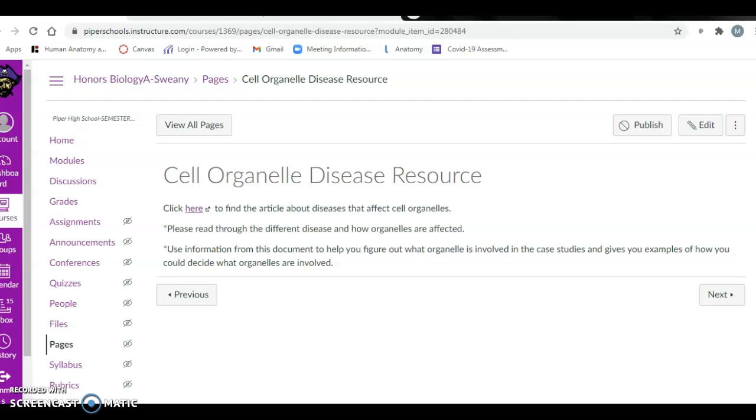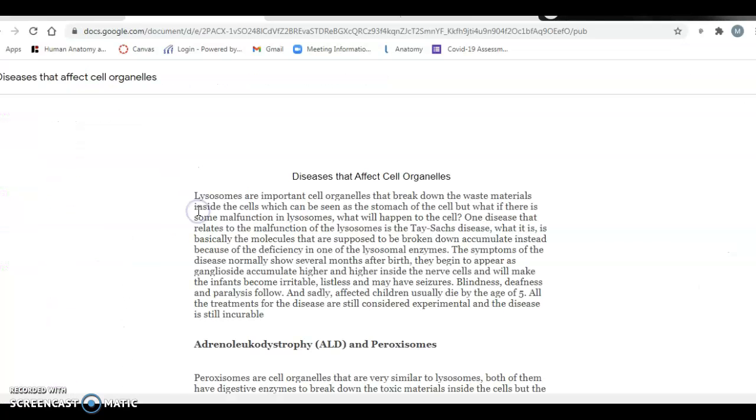Today your assignment is going to be to read over some case studies and identify which organelle you feel like is not functioning correctly in that patient. Just to give you an idea of what you're looking for, I put this resource on Canvas. It's an article and it talks about different diseases of the cell organelles. The first one in this article is called Tay-Sachs.